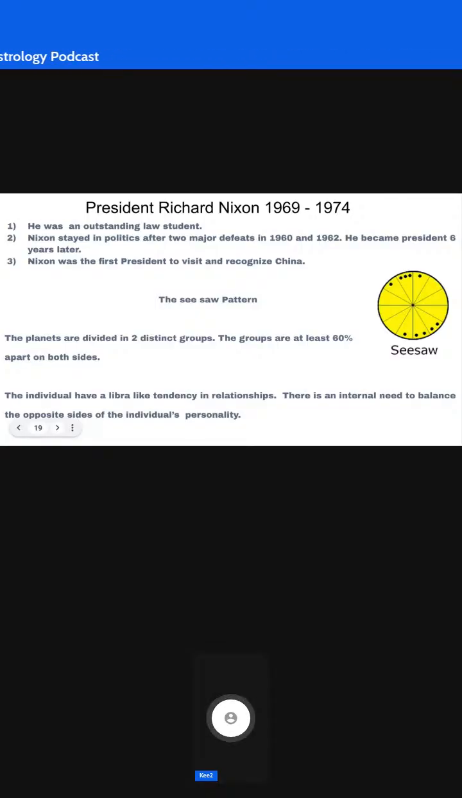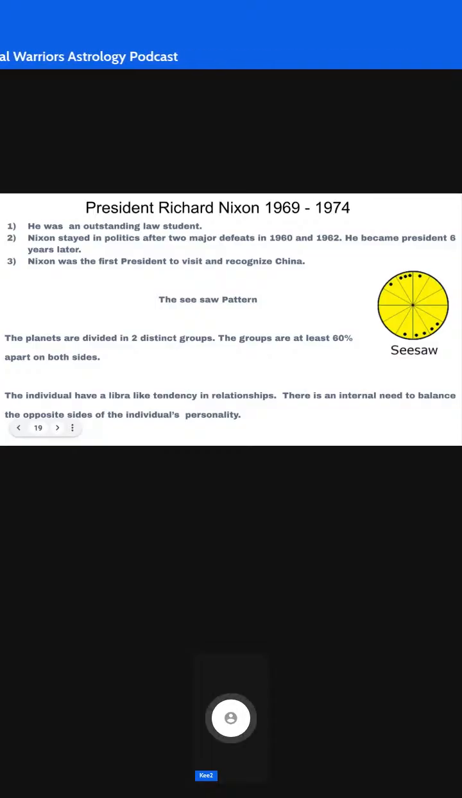The seesaw pattern. The planets are divided in two distinct groups. The groups are at least 60 degrees apart on both sides. So it looks like a seesaw.